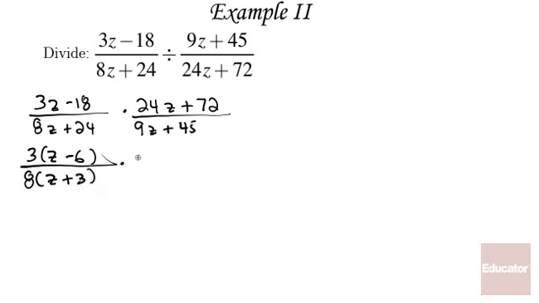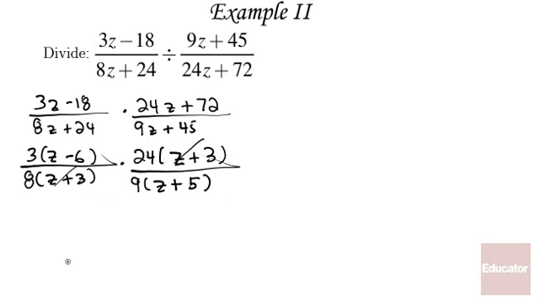Here, I have a common factor of 24, leaving behind z plus 3. In the denominator, 9 is a common factor, leaving behind z plus 5. Okay, so I've factored everything out, and I'm looking for common factors. And I have a common factor of z plus 3.